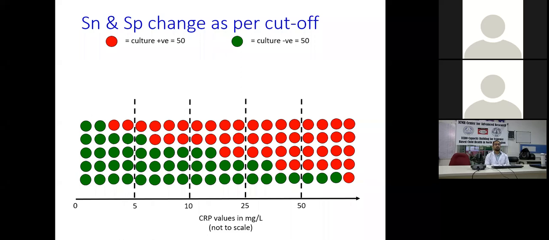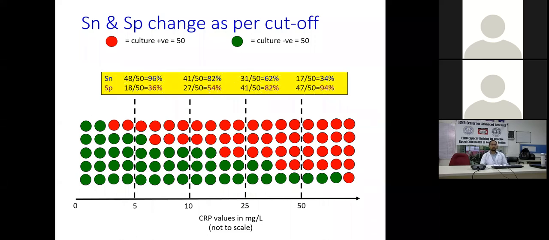For specificity, what proportion of culture negatives are CRP negatives? So amongst the greens, how many green circles are to the left of the 5 dashed line? You'll find that a very small proportion. Most of the greens are actually on the right side. So this is what it is. The sensitivity at 5 is 48 by 50, which is 96%, but the specificity is very low. It's only 18 green circles to the left of 5, 18 by 50, so it is 36%.